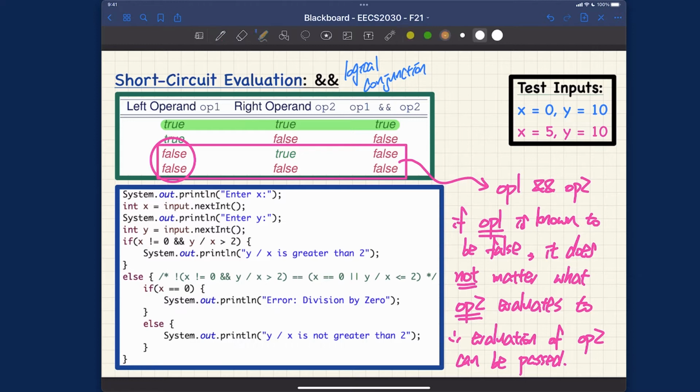Let me just highlight what you should know here. For conjunction, if operand 1 is known to be already false, it doesn't really matter what operand 2 is. Operand 2 can just be bypassed. So that's the principle. Let's look at one example.